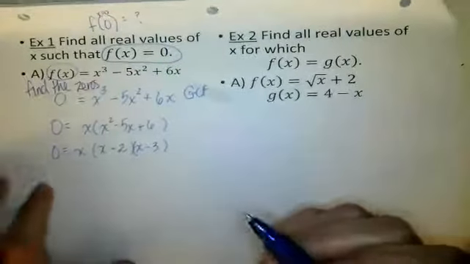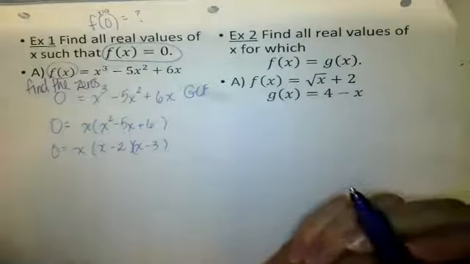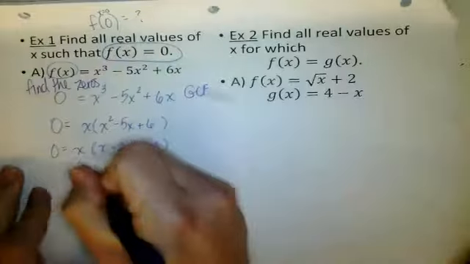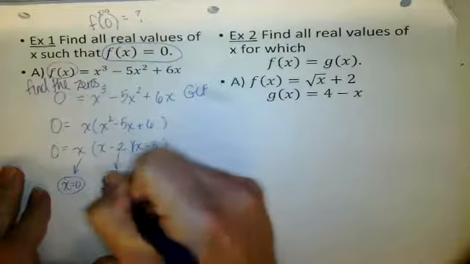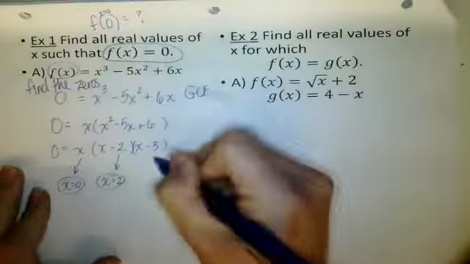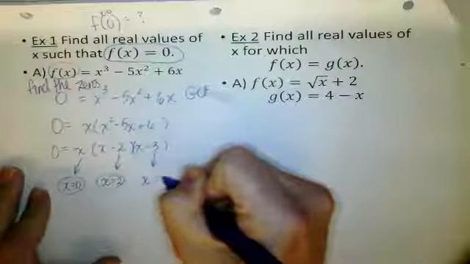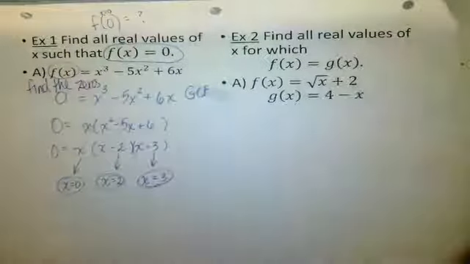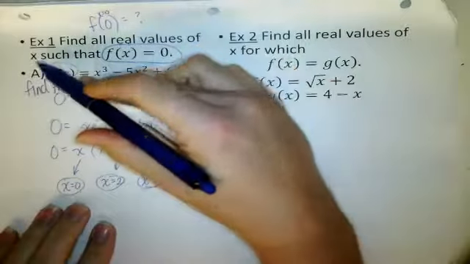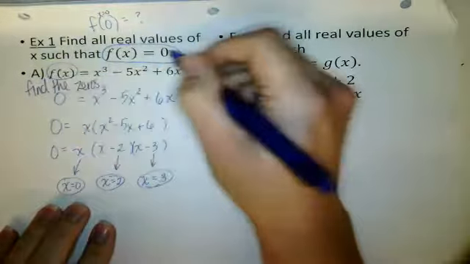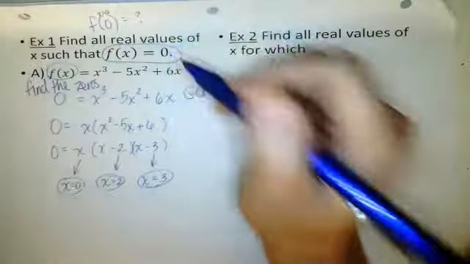And then how do we actually solve for the values of x? Set them all equal to 0. So we get x is equal to 0. We get x is equal to positive 2. And we get x is equal to positive 3. And these are all the real zeros of x. Real as in they're not imaginary. And they're values of x for which our function is equal to 0.